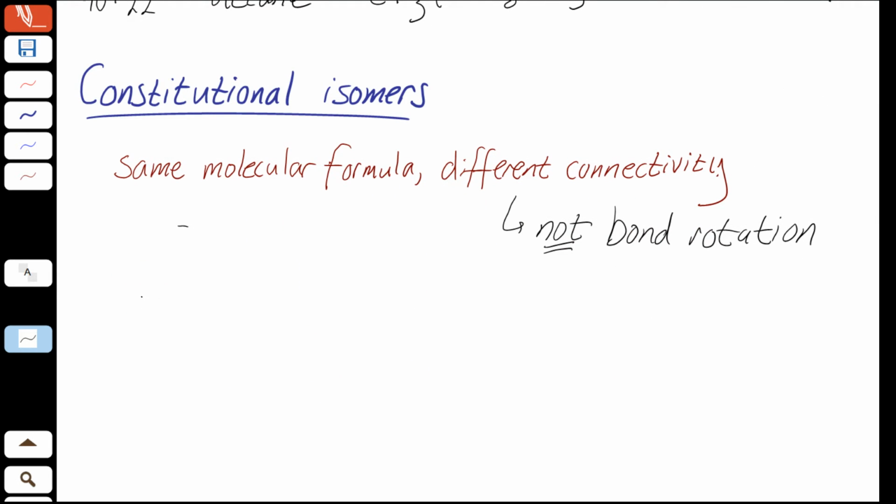So our original butane was this. And our new butane, our isomer of butane, is this. And so one name for this structure is isobutane.